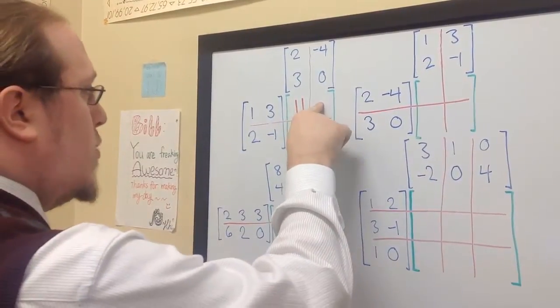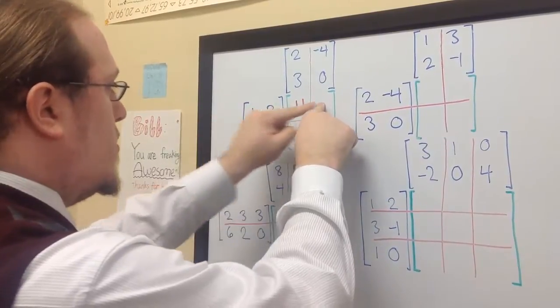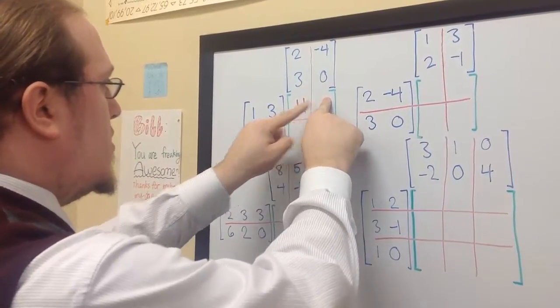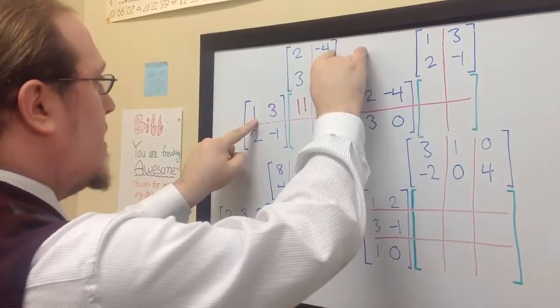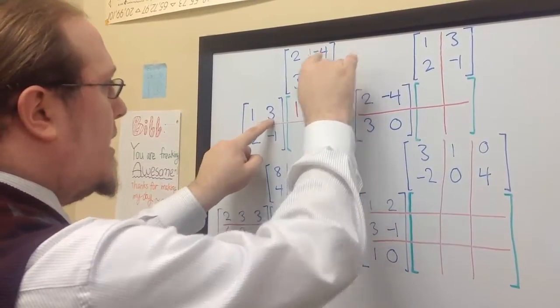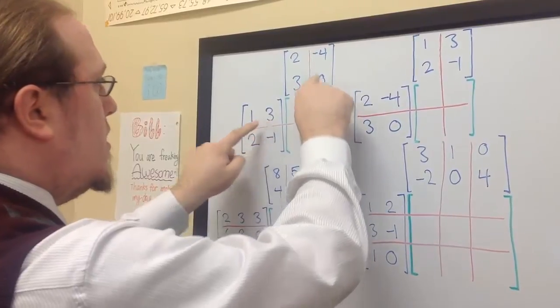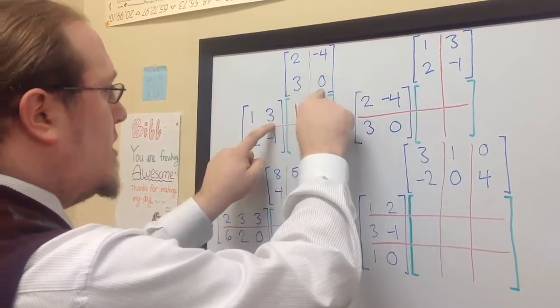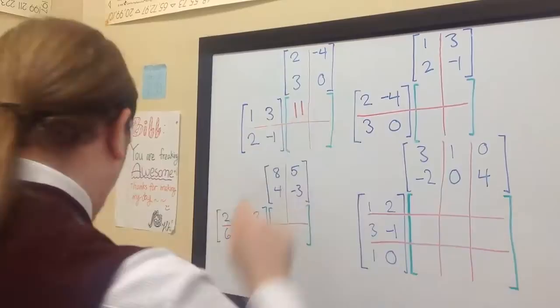To get this one, we work with this row and this column. So go all the way to the beginning, all the way to the beginning. 1 times negative 4 is negative 4. 3 times 0 is 0. So negative 4 plus 0 is negative 4.